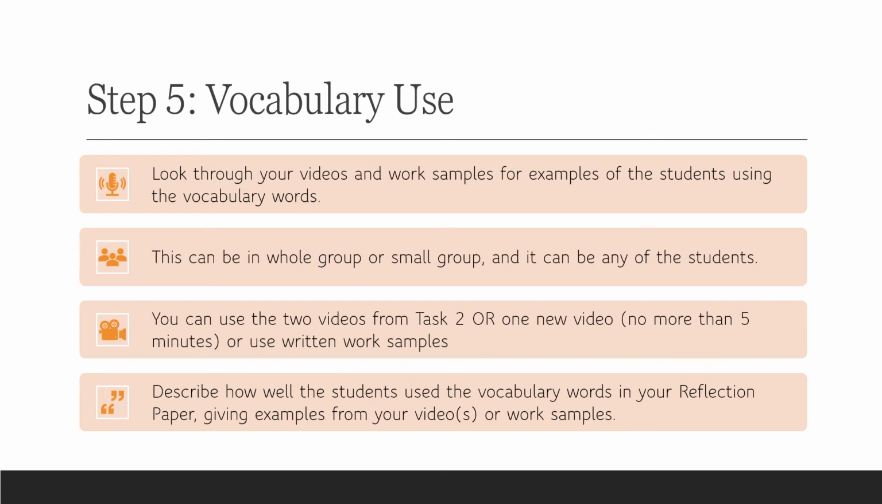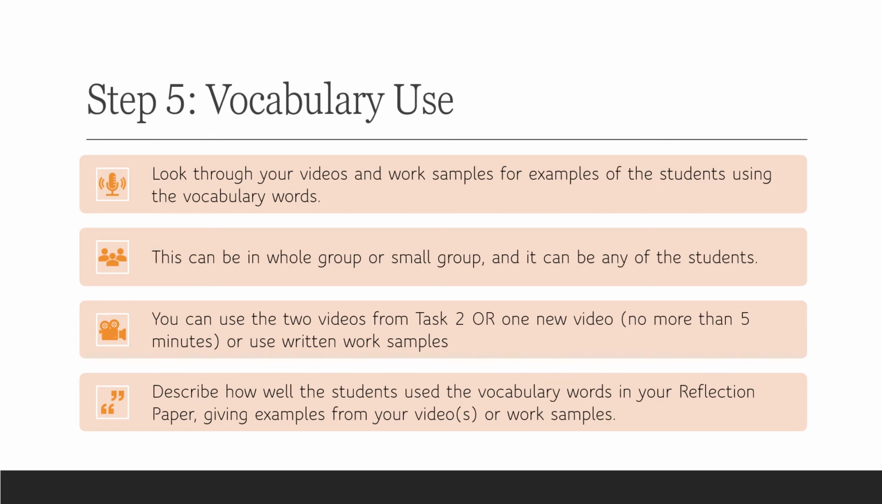So if your task 2 videos show the students using the vocabulary, just cite those. If you didn't capture them using the vocabulary and you have another part of the lesson, you can create a new video. Or if the students use those vocabulary words in their written work, then you can just provide written work samples. Those are the ones that you would have done already. So again, having additional files here is optional. So describe how well the students use the vocabulary words in your reflection paper and give examples from your videos or your work samples.